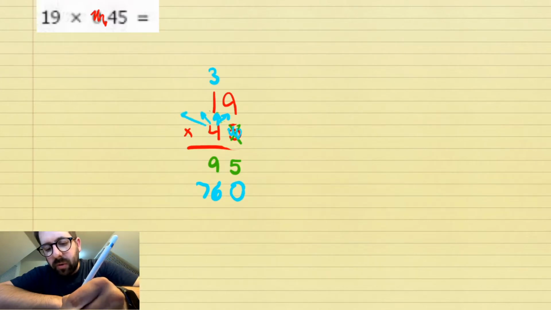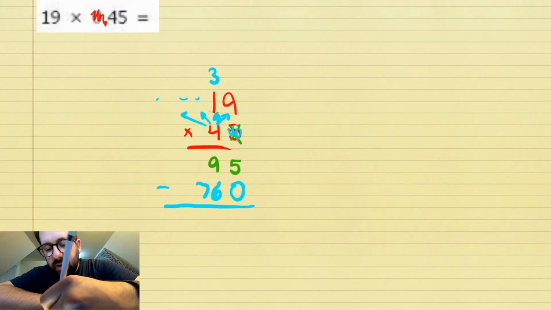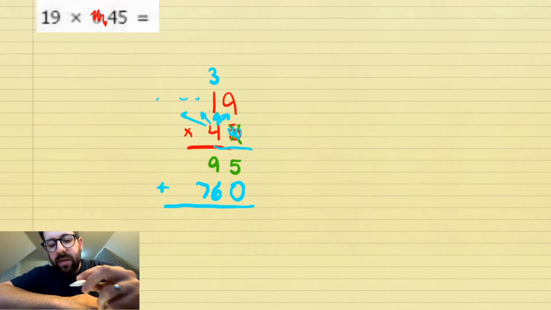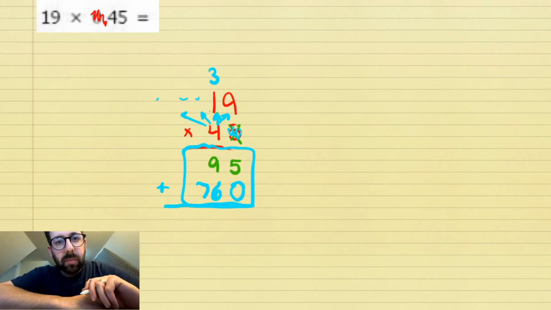And there's no more numbers up here, so I don't need to multiply the 4 to any more numbers. There's nothing here. And now when you're done, the last step you do is you just add these things up. You add these 2 numbers up. That's how you multiply by column method. And if there was more, you just keep going.